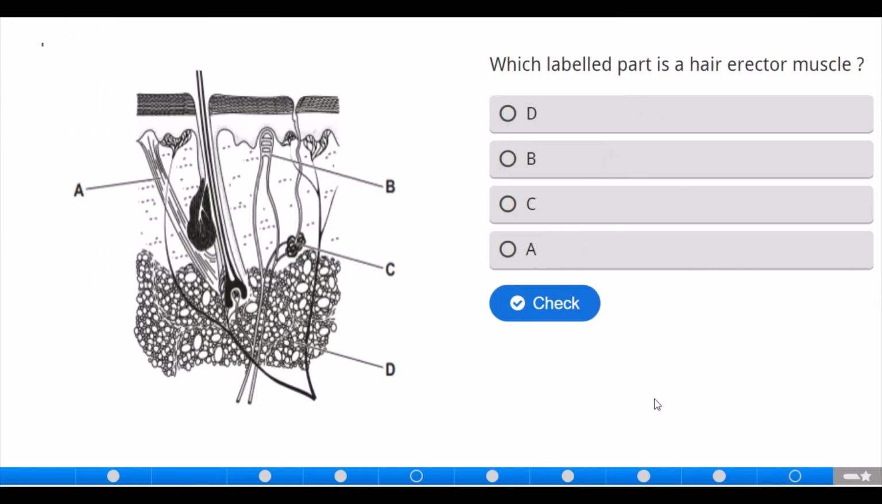On this slide, we have another activity showing us the picture of the skin, and it says which labeled part is a hair erector muscle? That would be C. That was correct.